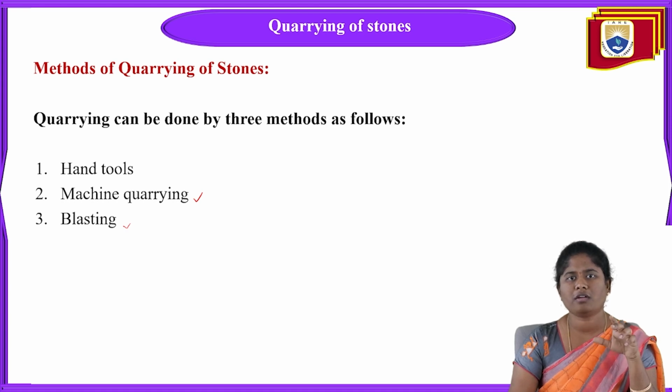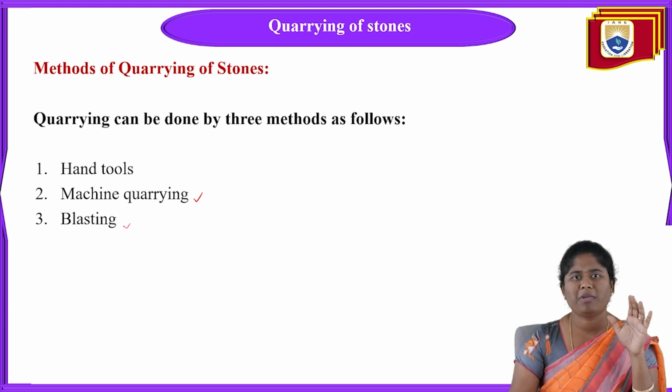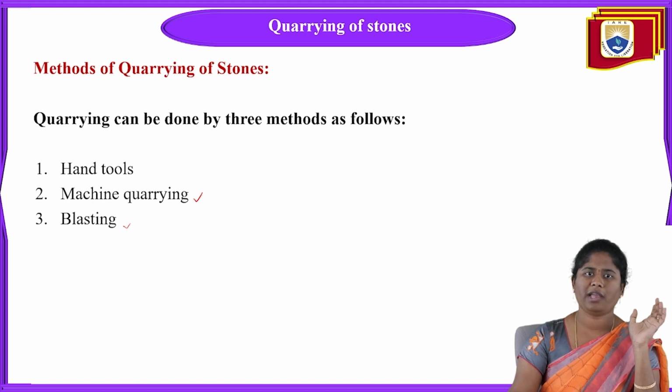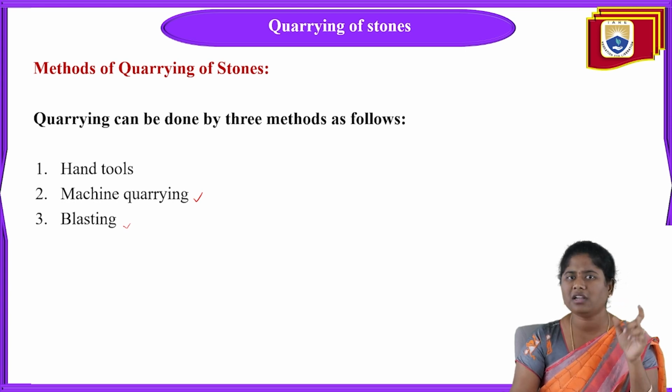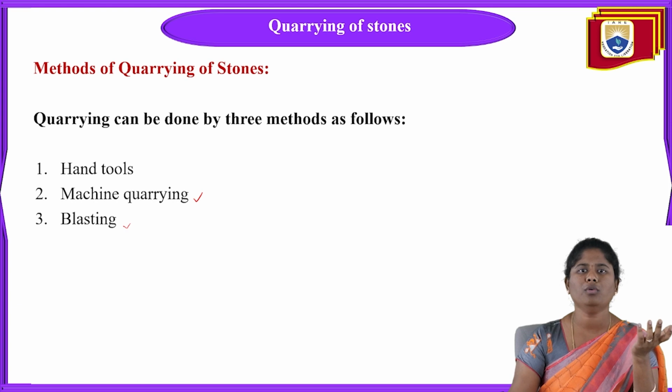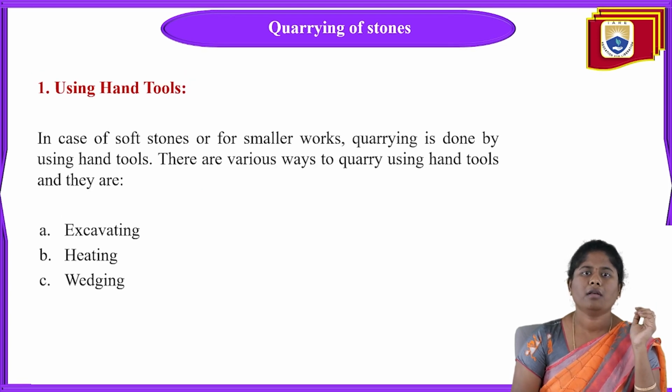Okay, after that, at a specified time, after fixing all the explosives at a certain place, we are going to blast these stones. After the blasting process, we get the stones in a specified size, and we transport those stones to a certain place for flooring purposes or for construction purposes also. Okay. And coming to the first process, that is quarrying by using hand tools.